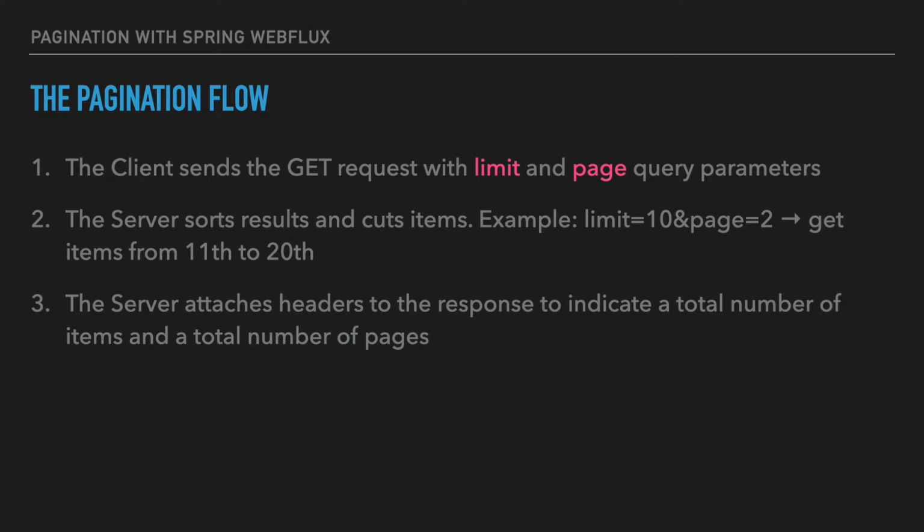Okay, so here you can see how the pagination flow works from a helicopter point of view. When pagination is enabled, the client adds two additional query parameters to the criteria of the GET request. The first one is limit, and the second is page.